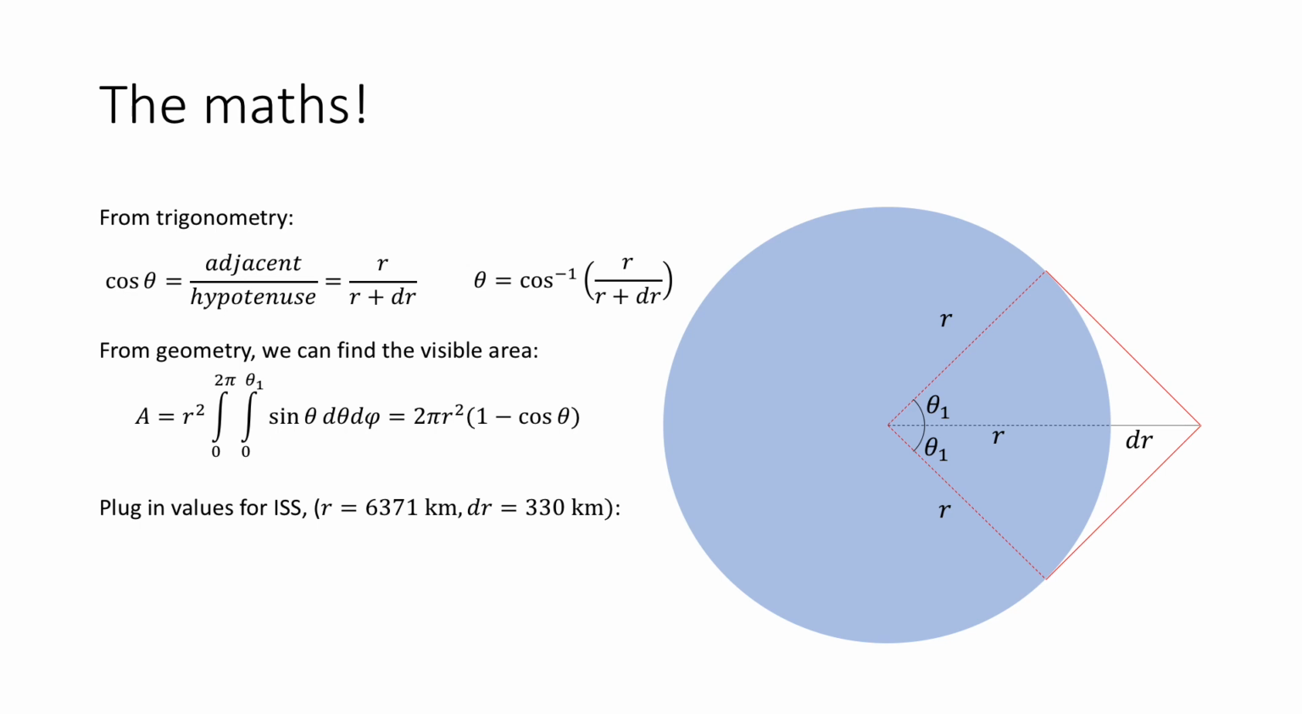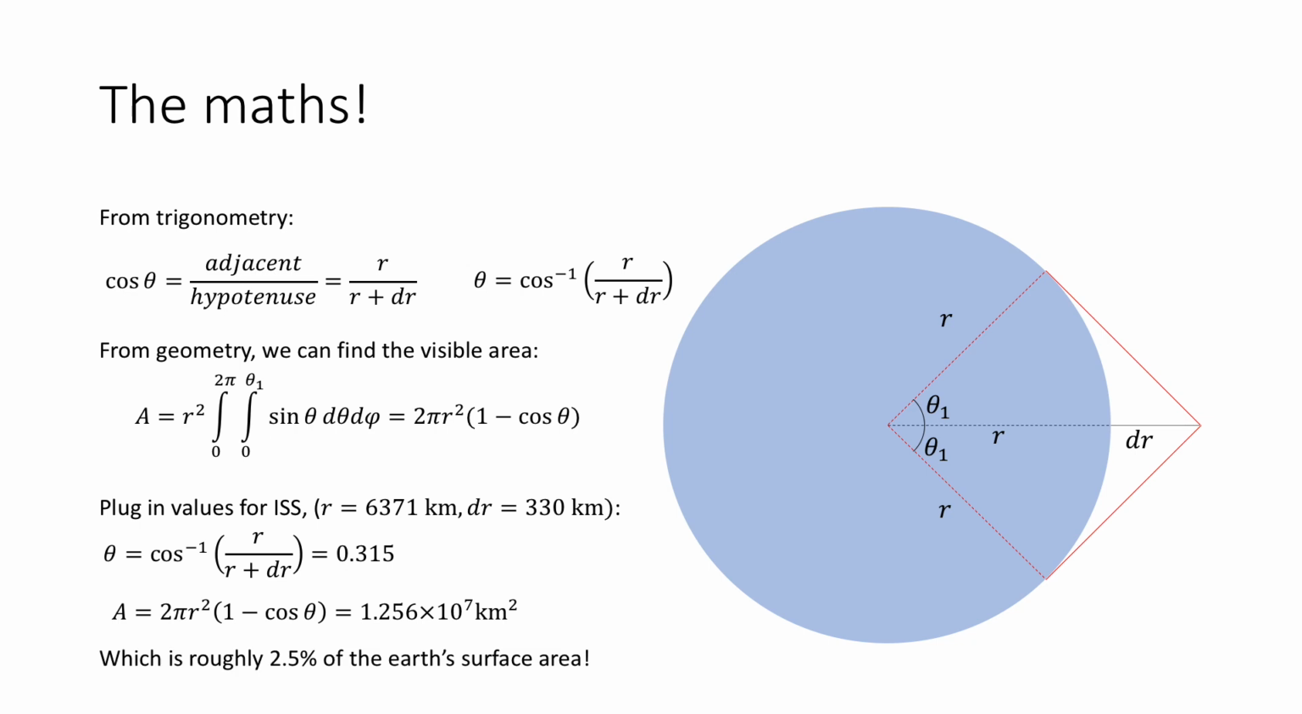Now, we can plug in values for the ISS and Earth. So we have the radius of Earth, which is 6,371 kilometers, and dr here is 330 kilometers. And when we plug in those values, we get that the angle θ1 is equal to 0.315 radians. And we can use that information to get the visible surface area, which is approximately 12.5 million kilometers squared. This is roughly 2.5% of the Earth's surface area.